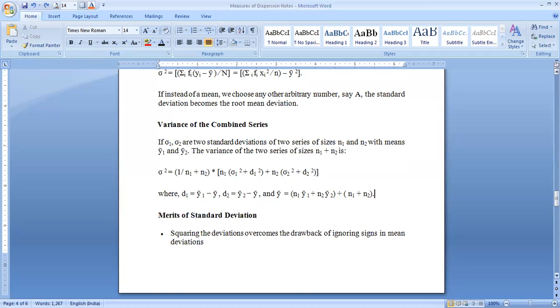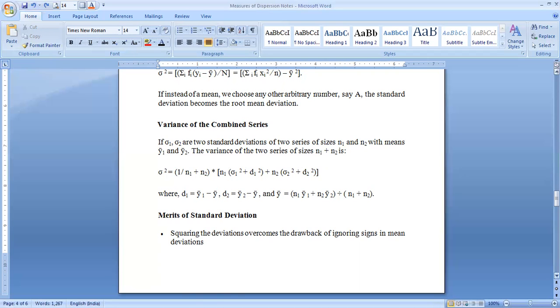So this formula gives the variance for the combined series with the standard deviations sigma 1 and sigma 2 and the sizes n1 and n2, where d1 is equal to y1 bar minus y bar and d2 is equal to y2 bar minus y bar, and y bar is equal to n1 y1 bar plus n2 y2 bar upon n1 plus n2.